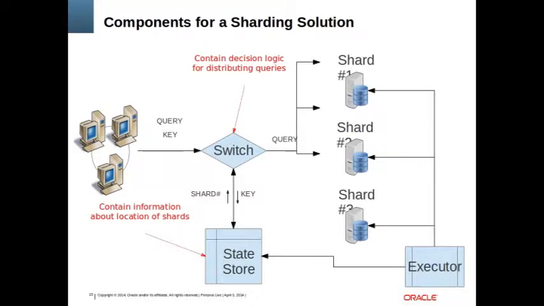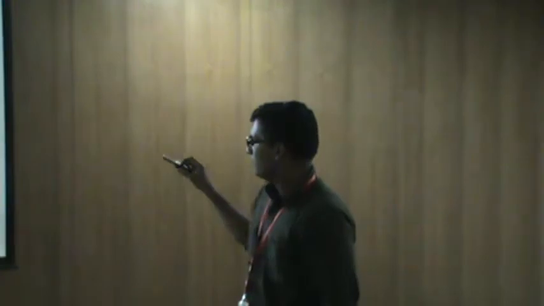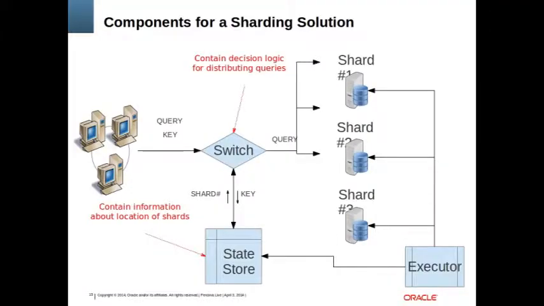So the bunch of computers that you see here are the clients that are actually trying to fire a query. This is a switch that tries to redirect the query to the correct shard, or to the correct separation of data. This is the state store that has the metadata about which of the shards contain which range of the data. And the executor is the component that manages the shard itself. When we go to the fabric architecture, we will understand why we need an executor.